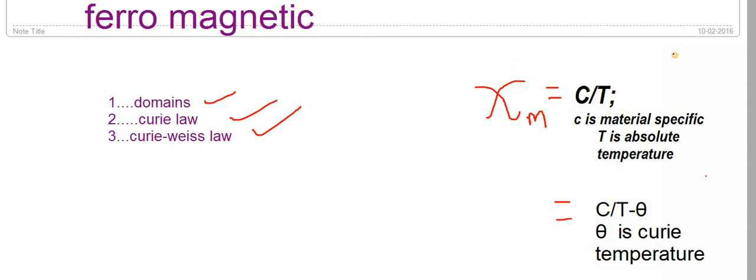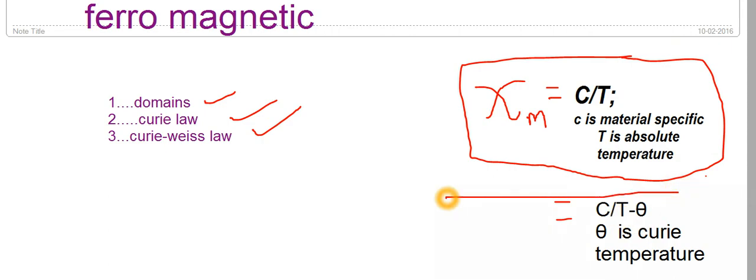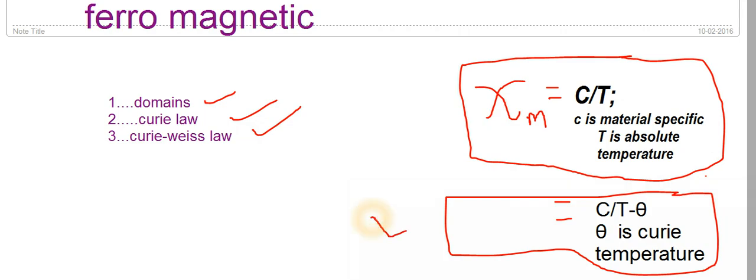Not all paramagnetic materials will obey this Curie's law. Some will deviate and they follow another law called the Curie-Weiss law. The relation is the same, but susceptibility is not inversely proportional to the temperature, but is inversely proportional to T minus theta. Theta is the Curie temperature. Every ferromagnetic material will follow the Curie-Weiss law. What is theta? It is the Curie temperature.